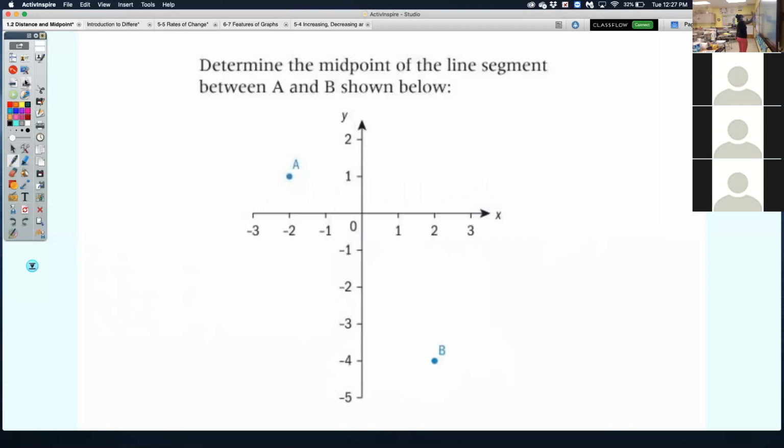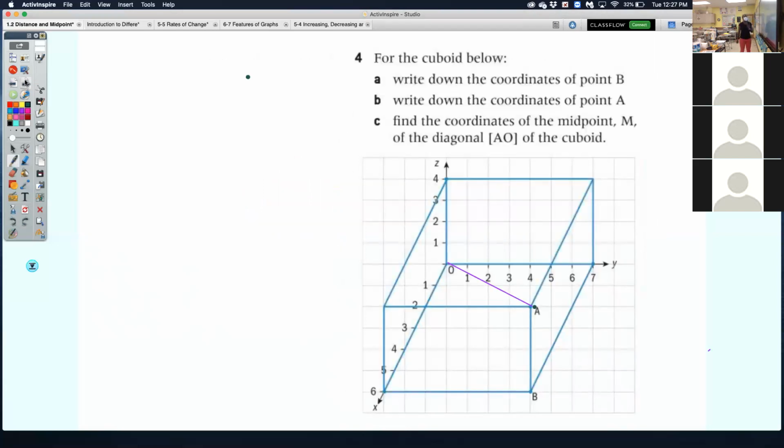This one's easy. I'm not even going to go to that, that's two-dimensional. Let's look at this. This is three-dimensional. This is a three-dimensional space. Okay, let me remove that for right now. It says, for the cuboid below, write down the coordinates of point B. Well, first off, here's where B is located. All right? And can everybody see the x-axis, the y-axis, and the z-axis? Yes.